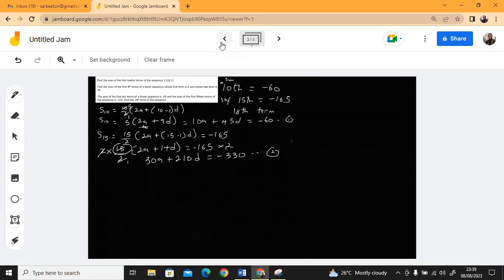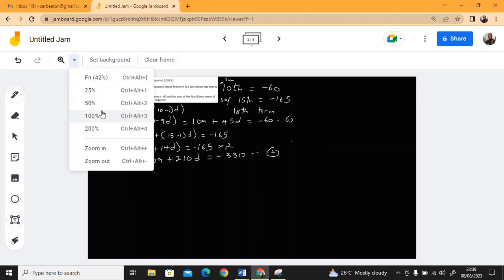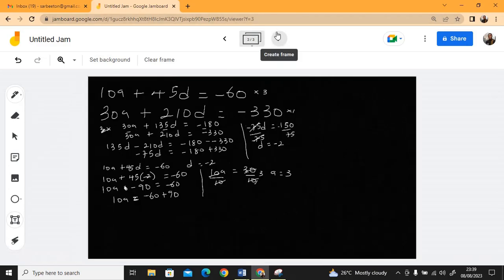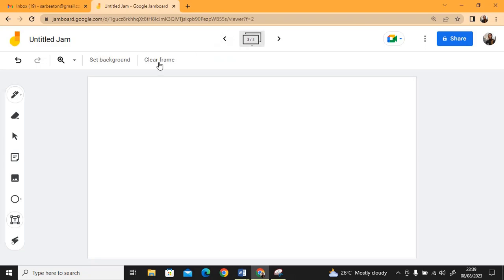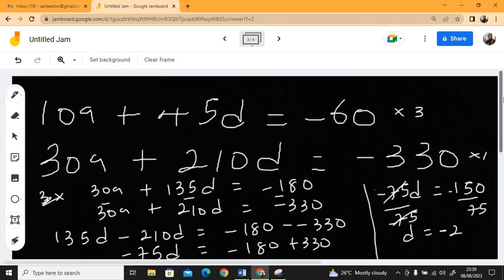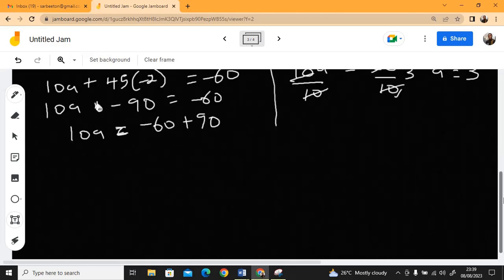Now, you can recall from the question. Let's go to the question. They asked us to find the 18th term. Since we have gotten our A and D, then to get the 18th term will be very easy. You can recall from our previous class that the 18th term, T18, will be A plus 17D.